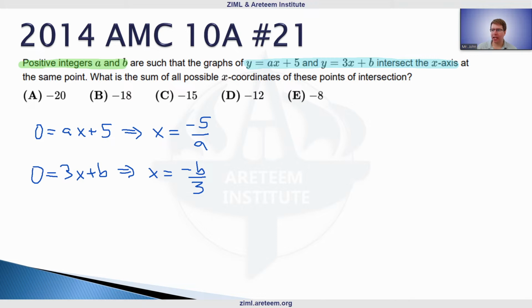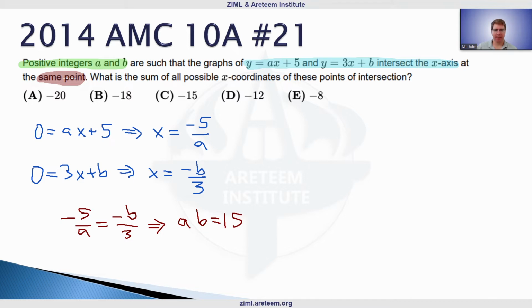Now, our key piece of information for solving this problem is that these need to be the same point. So of course, this is a hint to set these equal. So we have negative 5 over a equals negative b over 3. And so cross multiplying, negatives cancel out on both sides. We have a times b is equal to 15.